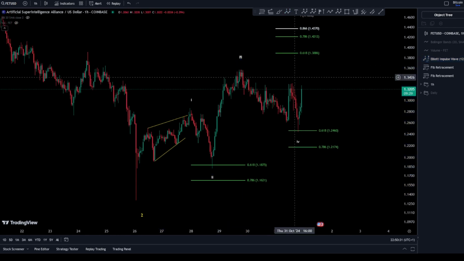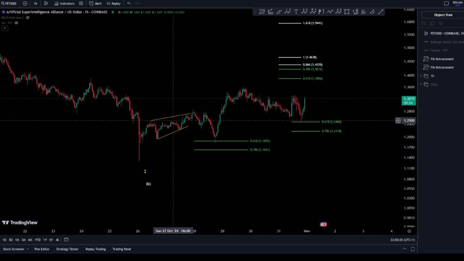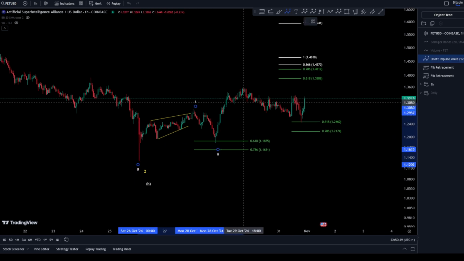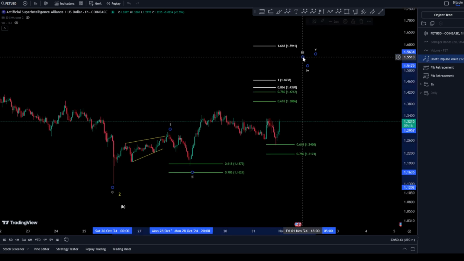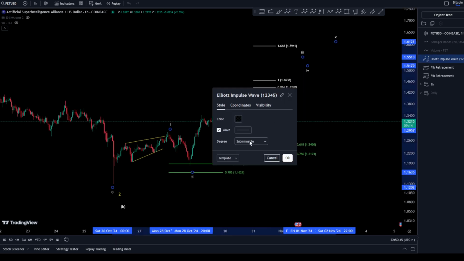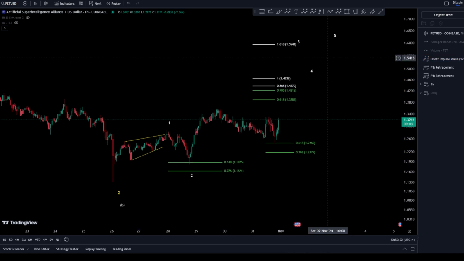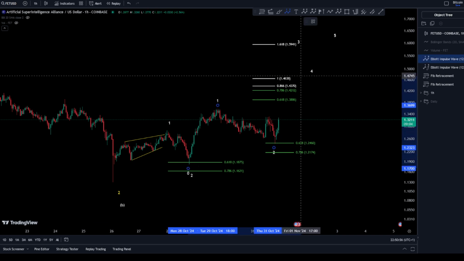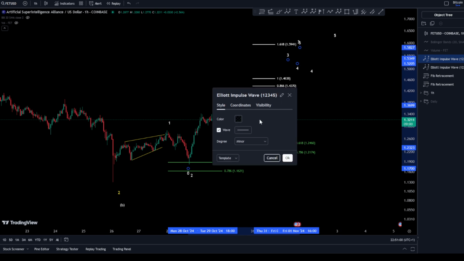Sorry. This is 1, 2, 1, 2. Why did I put the 3 here? So 1 and 1, 2, and then 3, 4, 5. And of course, we are looking here at, let's say, a minor. And then, of course, another 1, 2 here, 1, 2, and then finishing 3, 4, 5, finishing the wave 3.